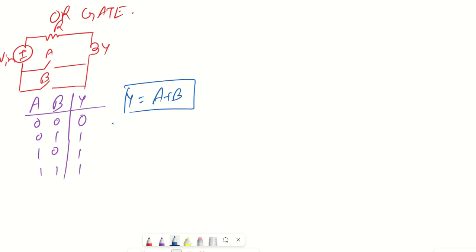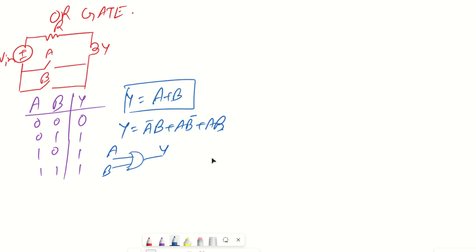Otherwise, in the min term expression, wherever it is 1, I can take that as the min term expression. This min term expression can be written as A bar B plus A B bar plus A B. So this is another expression for the OR gate. The OR gate symbol is like this in digital electronics, with a little bit of curve at the input. This is my A, B and Y.